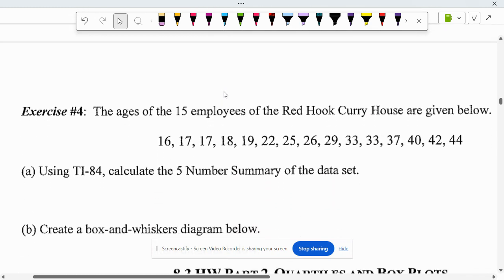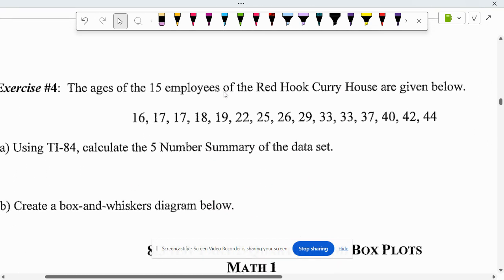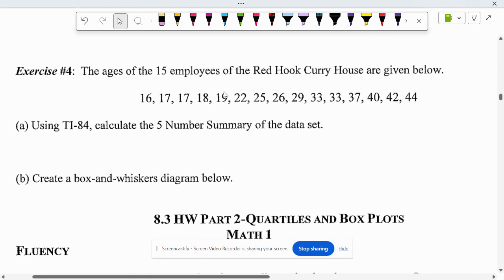So I have the ages of 15 employees at this Curry house, given below. Using the TI-84, we're going to calculate the 5-number summary, and then we're going to draw our box and whiskers. And then we're done with our notes.